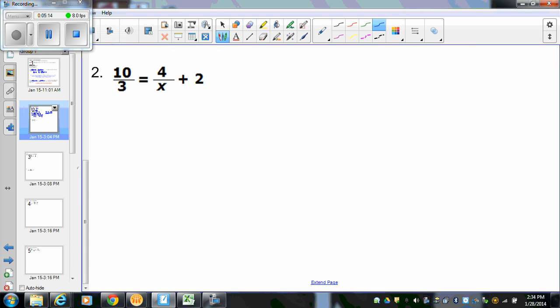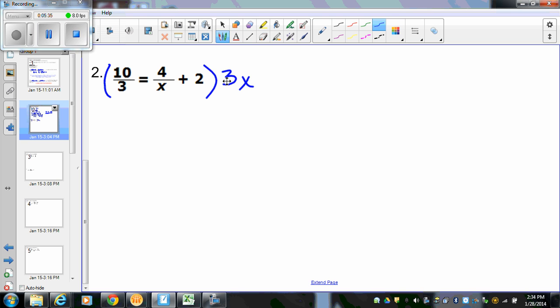Crazy pen. Let's take a look at number 2 here. Number 2 is 10 over 3 is equal to 4 over x plus 2. So I'm going to start it off the same way. This time, though, I have two denominators, a 3 and an x. So that means that everything is going to be multiplied by 3x.